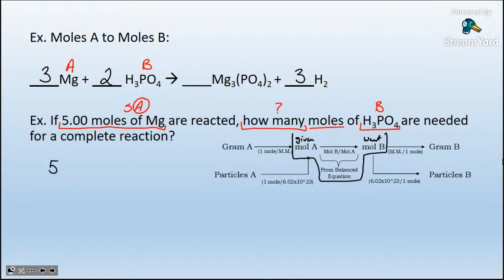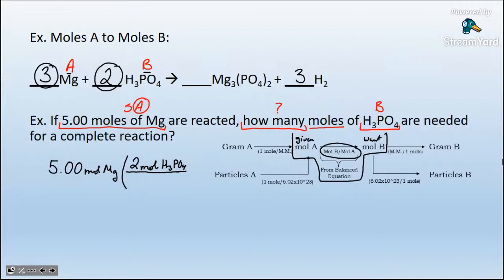So setting this up, I start with my starting amount, so 5.00 moles of magnesium, and then my open parentheses. And if I look at the mole roadmap, I need moles of B over moles of A. And that's why I've labeled these as A and B. So in my balanced equation, it shows that there are 2 moles of my substance B, which in this case is H3PO4, over 3 moles of my substance A, which in this case is magnesium.